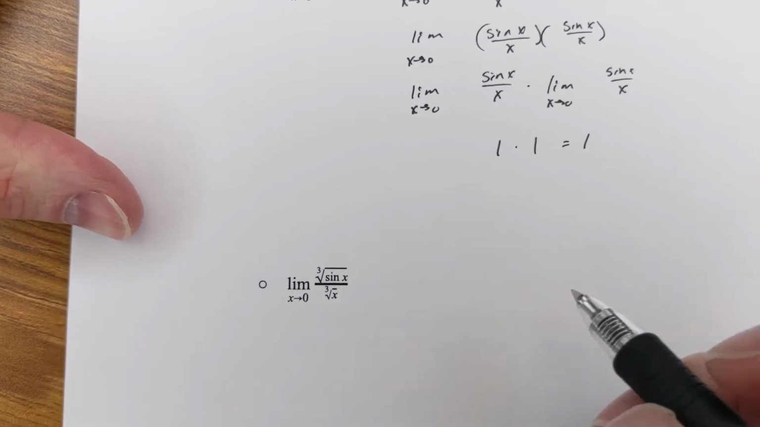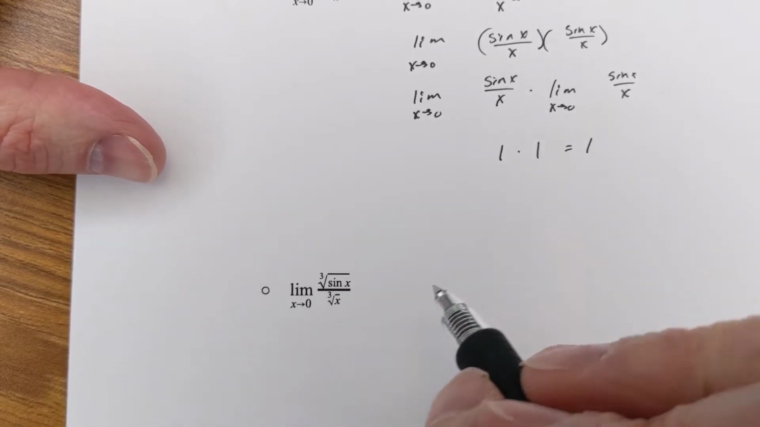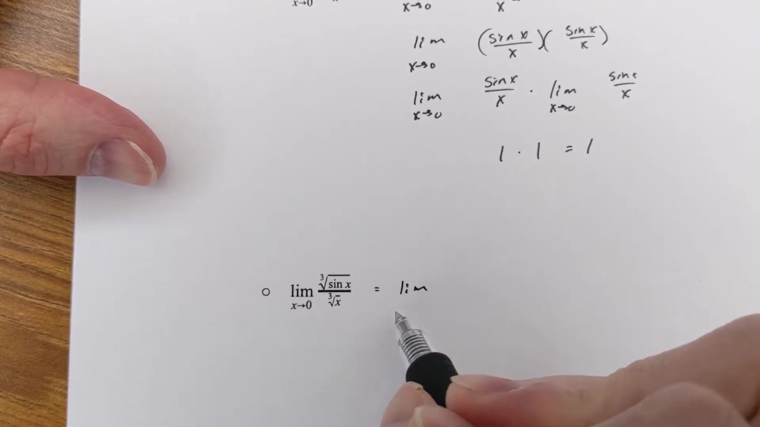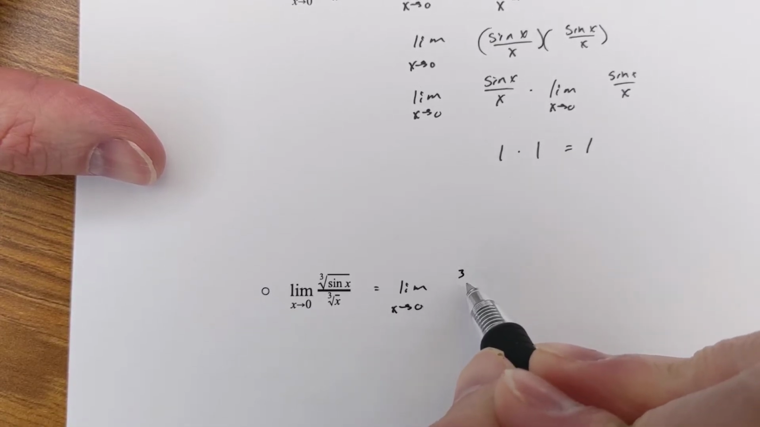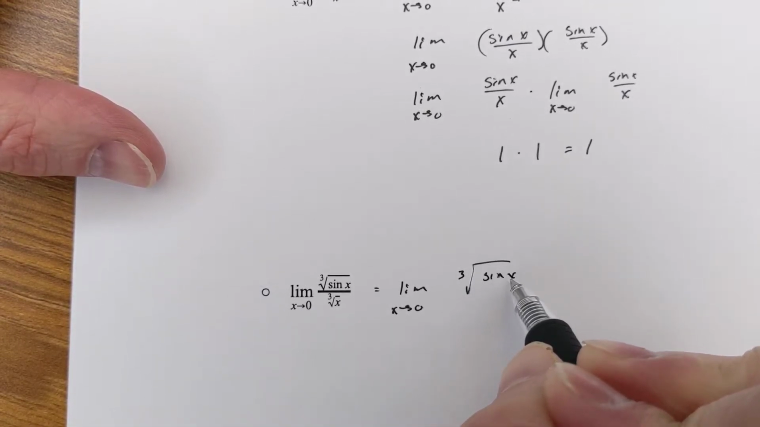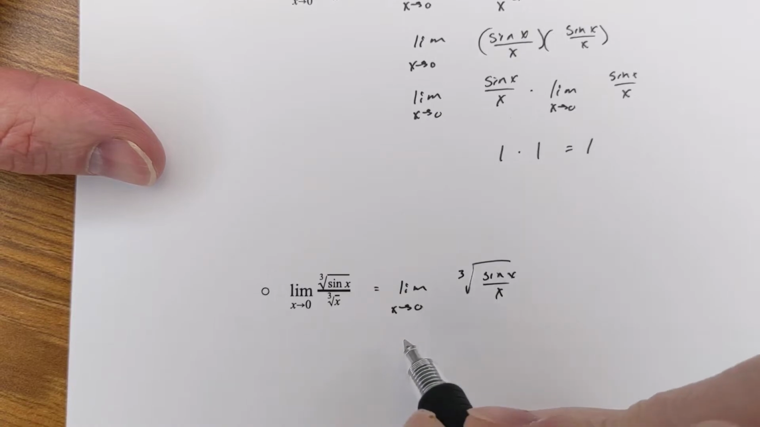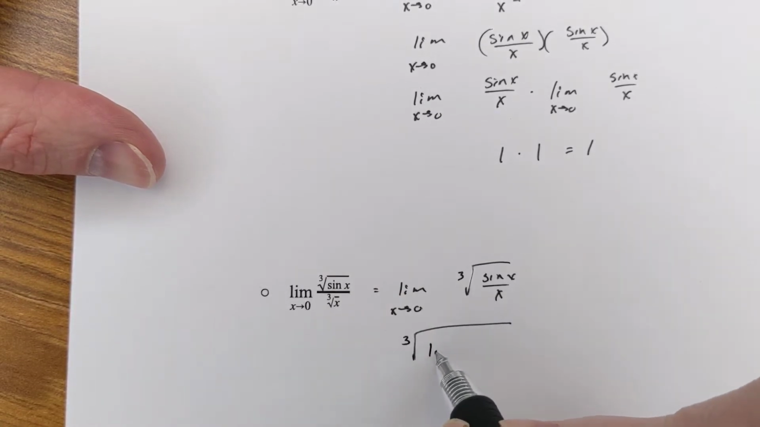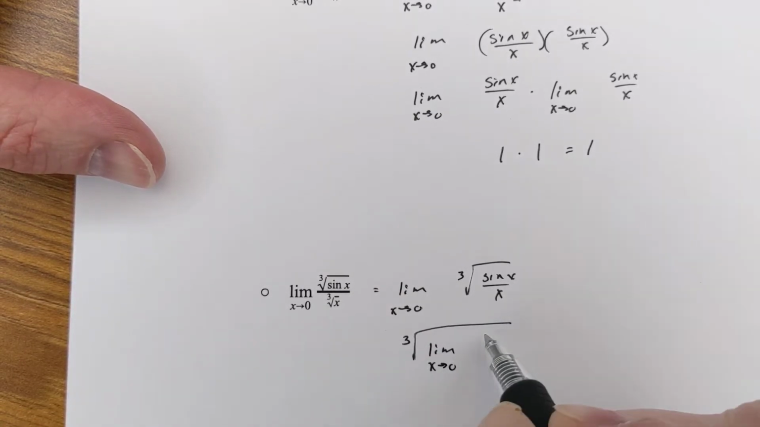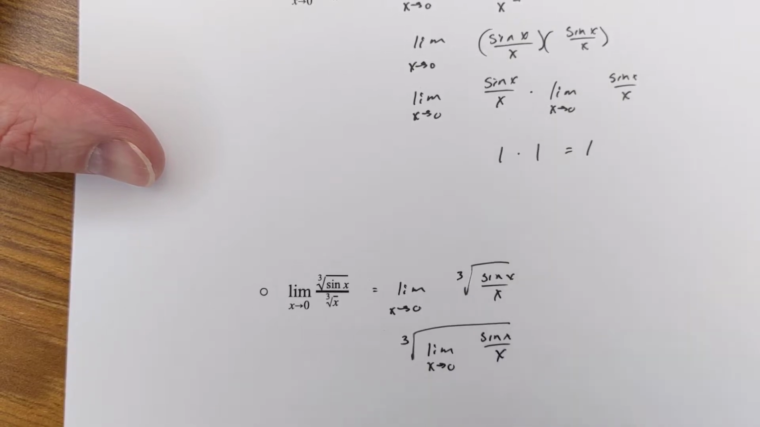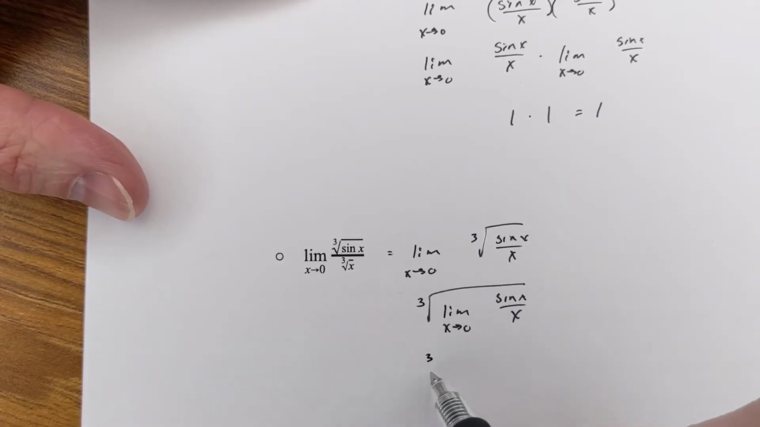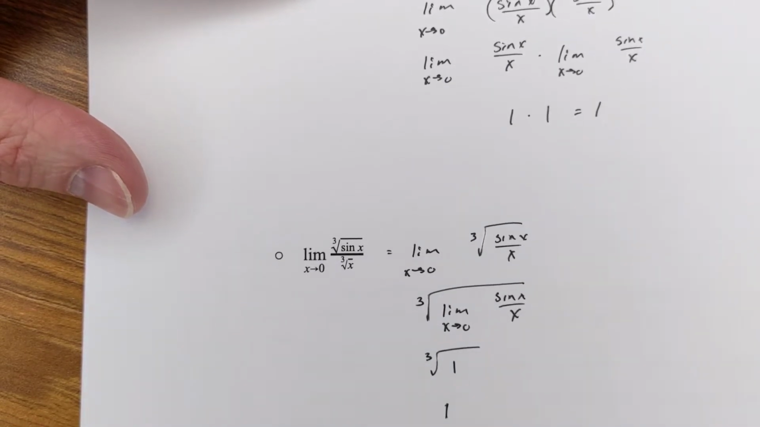All right, so down here we got cube root. So both these things are the cube roots, so I can rewrite this as the limit as x approaches 0 of the cube root of sine x over x. Well, I can actually do my root after I take the limit, which gives me the cube root of 1, which is just 1.